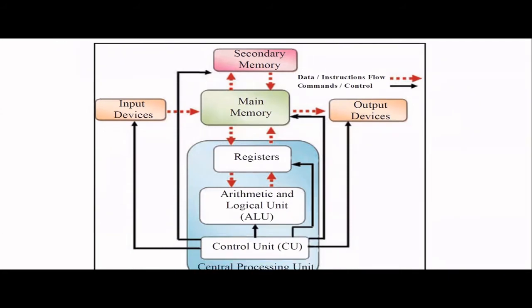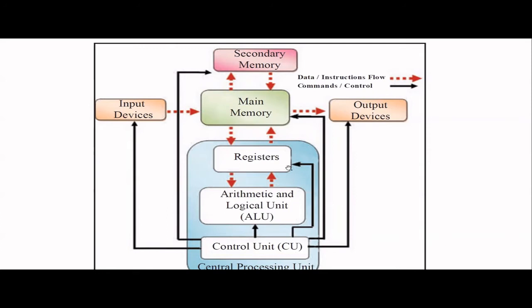If you see this picture, we first have input devices. All the data and instructions are fed to the computer using the input devices. Then it will go to the main memory or the primary memory. We will talk about what primary memory is later, but for now, remember this is going to the primary memory. You can see this red dotted line showing the data and instructions flow. This comes to the main memory and is sent to the CPU, or the central processing unit, for the processing.